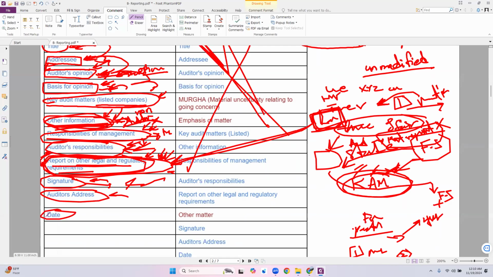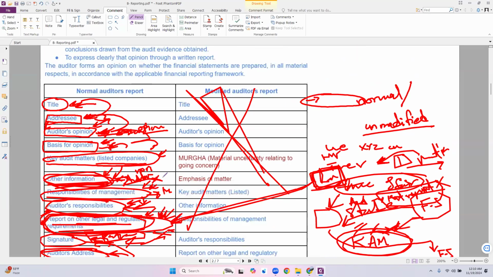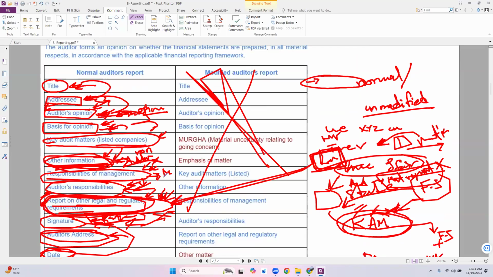Is it just the senior auditor, or is it everyone? Only the partner can sign an auditor's report, not anyone else. Then the auditor's address, and then the date on which the signature was done. Understood? Yes. These are the normal financial statements. And we are done with the lecture.